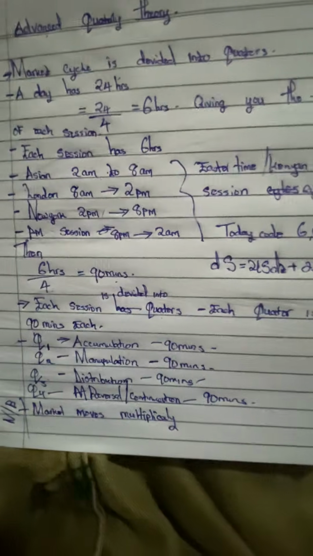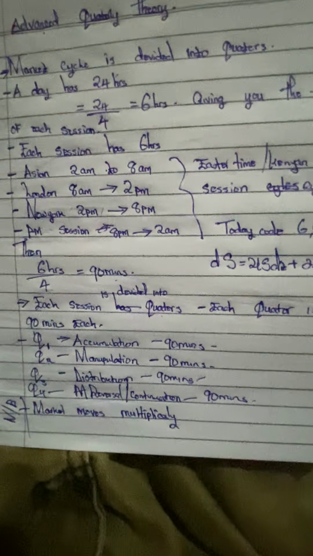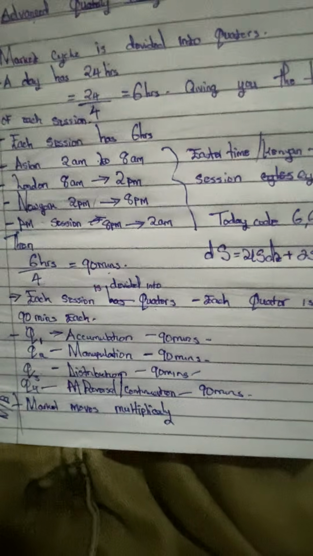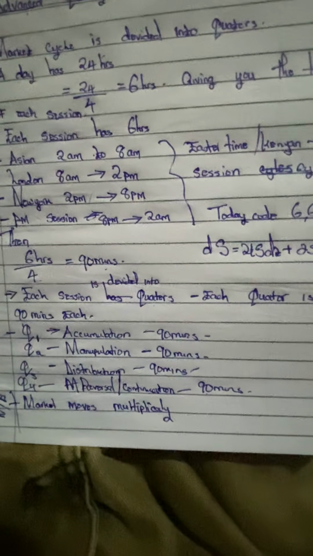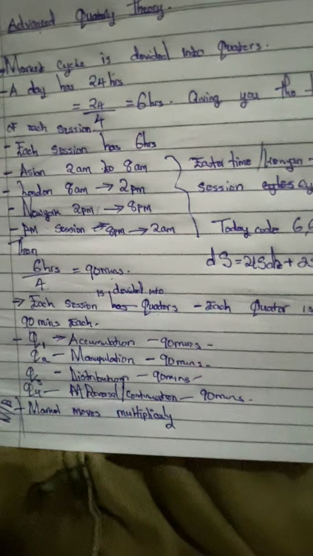Now, the Q1 of, let's say, Asia, London, or New York, is the accumulation. Q2 is what we call manipulation. Q3 is what we call distribution. Q4 is what we call the reversal.